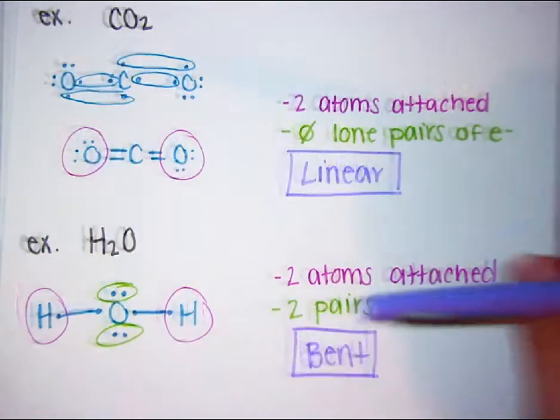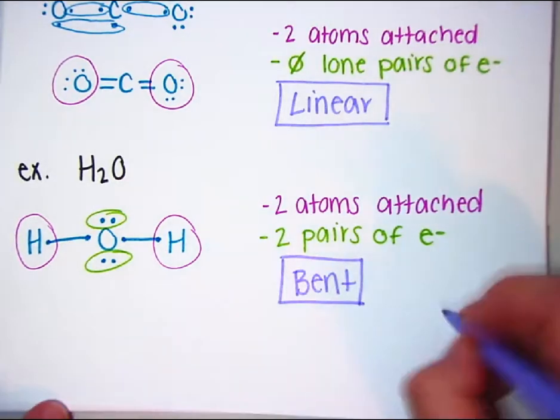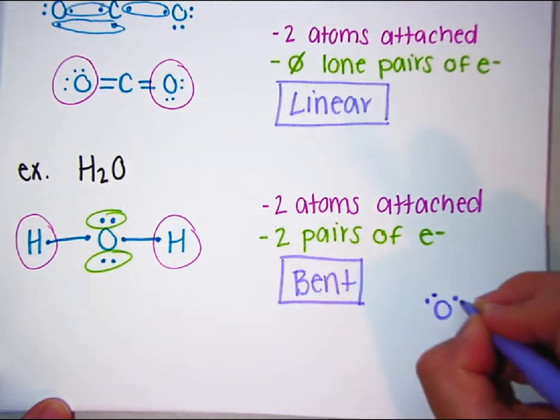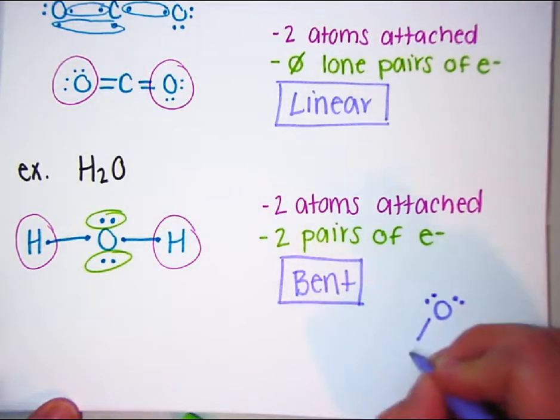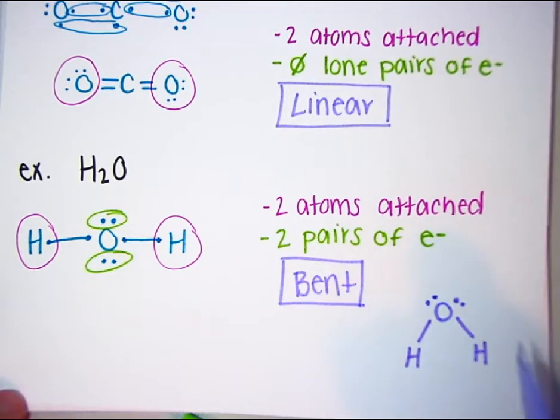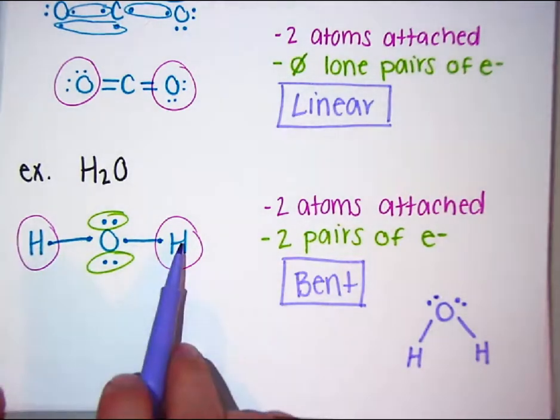And then again, the reason this happens is we are trying to adopt a shape that is going to minimize repulsion. So what happens is those shared pairs of electrons are going to repel, and it is going to push those hydrogens down. So water really is in this bent configuration. If we were to look at a water molecule, these lone pairs are going to repel those hydrogens into this position. It will not look like it is linear.